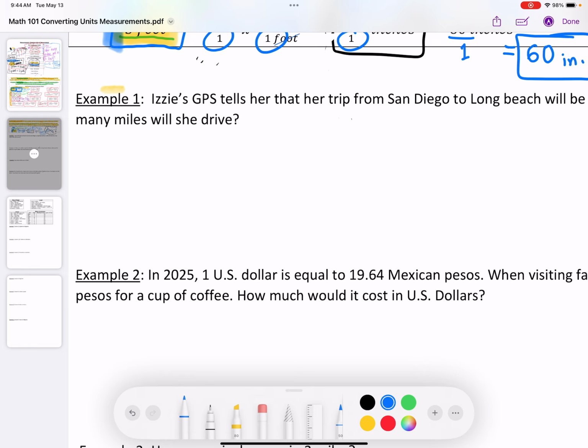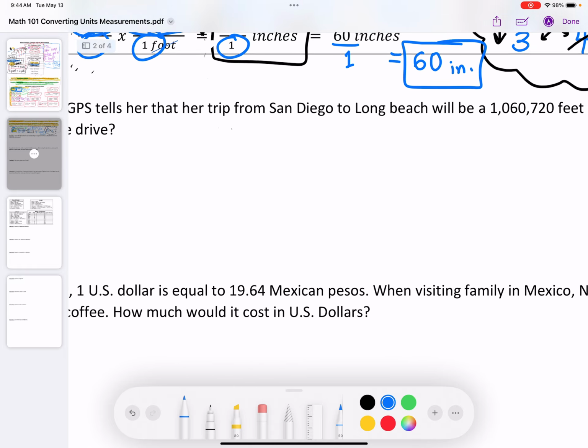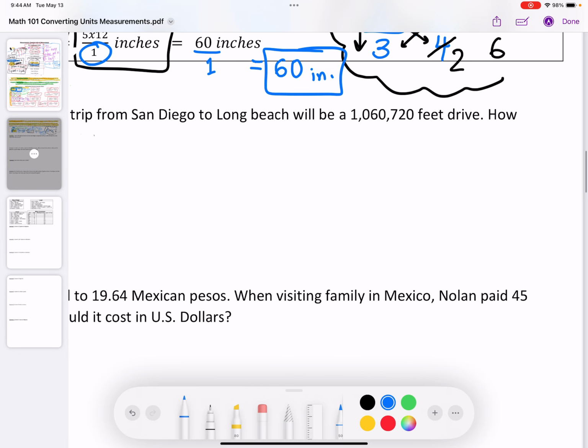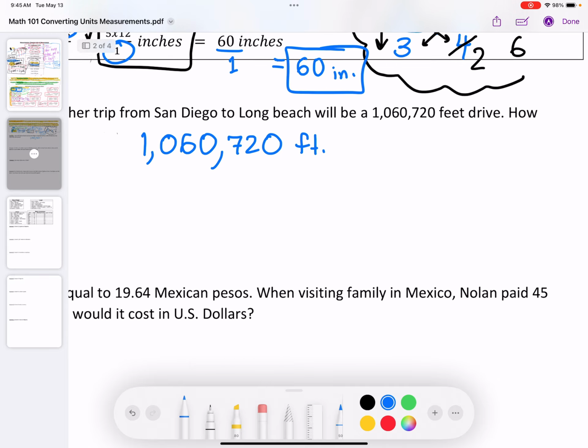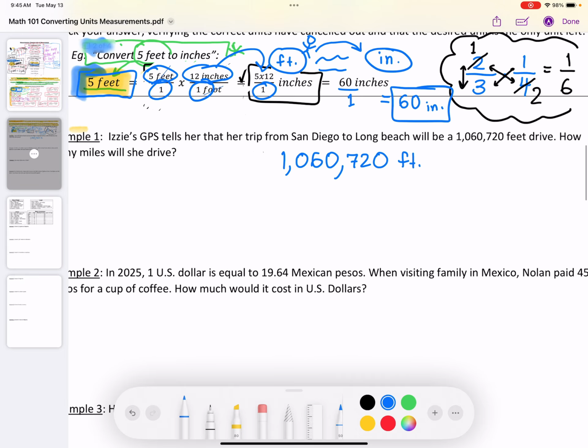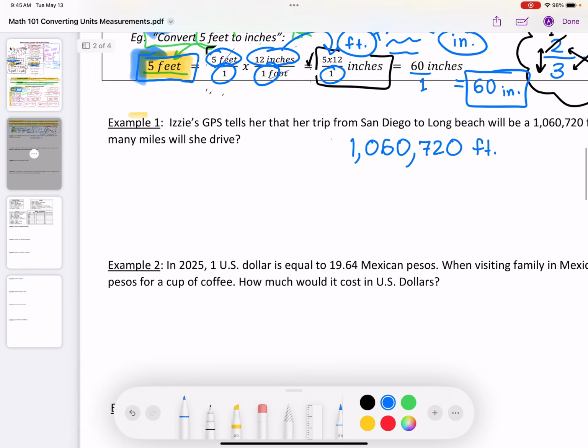Example 1 says, Izzy's GPS tells her that her trip from San Diego to Long Beach will be... Oh, wow. First of all, sometimes you have to suspend your disbelief. Why would the GPS tell me my trip distance in feet? That's ridiculous. Oh well, just pretend this is something that happens. We have this many feet to go from Long Beach to San Diego. That's funny. 1,060,720 feet. Wow. How many miles will she drive?